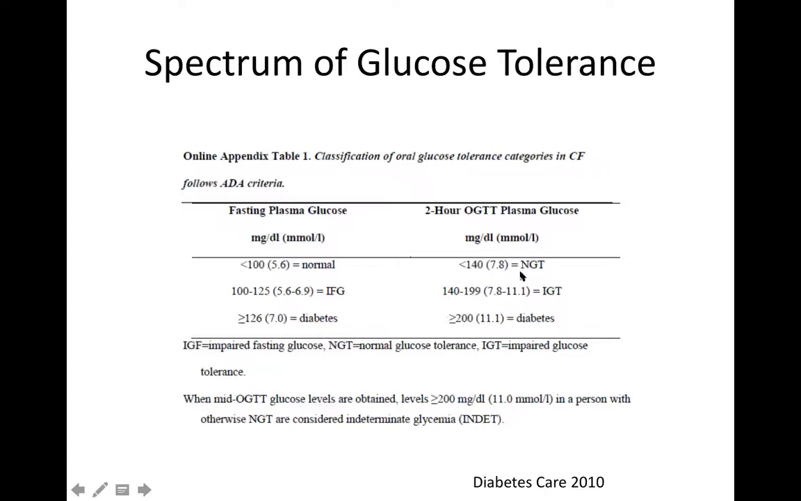With the 2-hour level, if your level is less than 140, it's normal. If it's 140 to 199, it's impaired. And if it's greater than 200, it's diabetes. When we get a 1-hour level, levels greater than 200 are considered indeterminate hyperglycemia. And these patients might benefit from some insulin therapy.